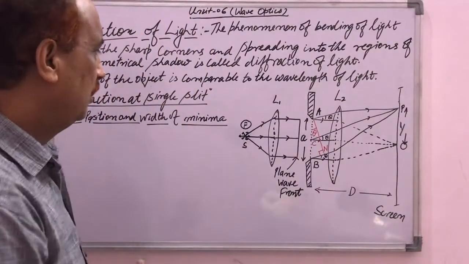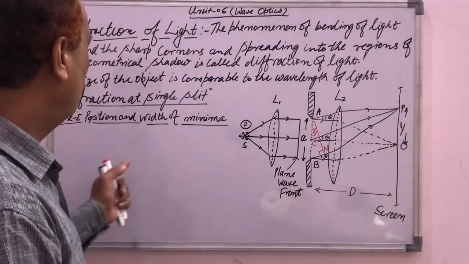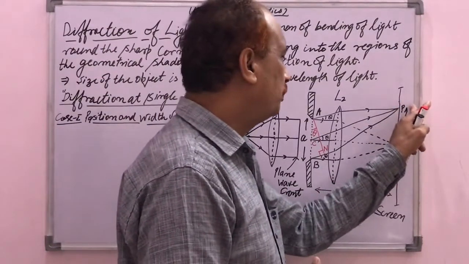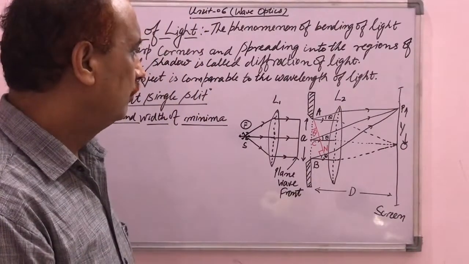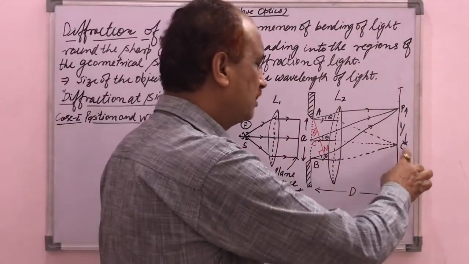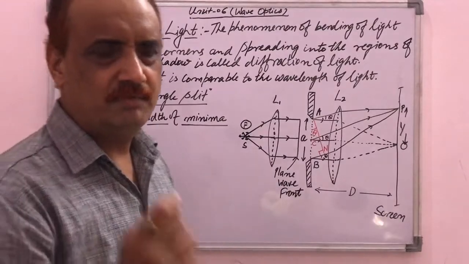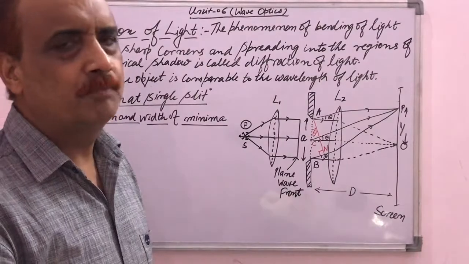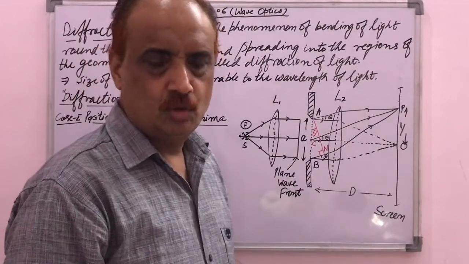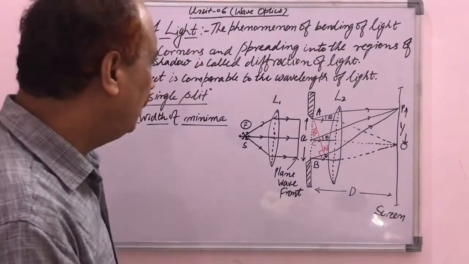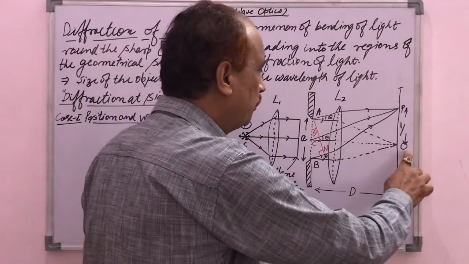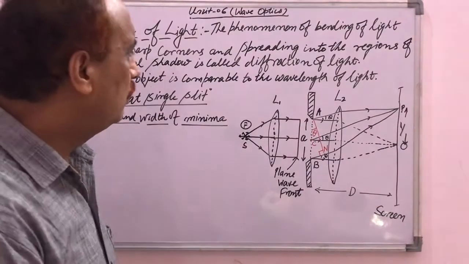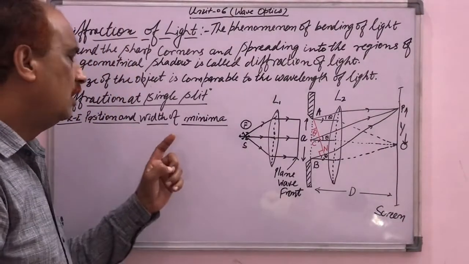After that we can find out the positions of the minima and maxima. Actually, this central maxima is obtained under the condition known as rectilinear propagation of light. So when there is rectilinear propagation of light, the central maxima is obtained at the point O on the screen. Now we have to discuss the position of the minima and maxima.